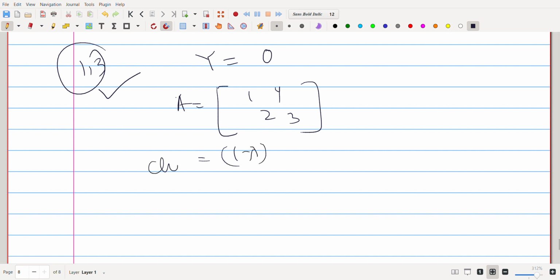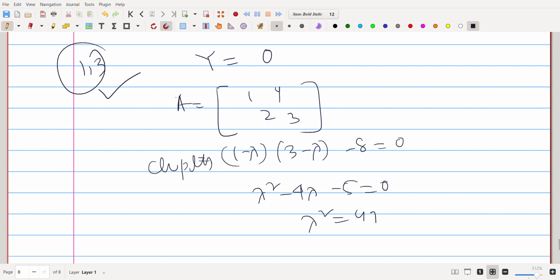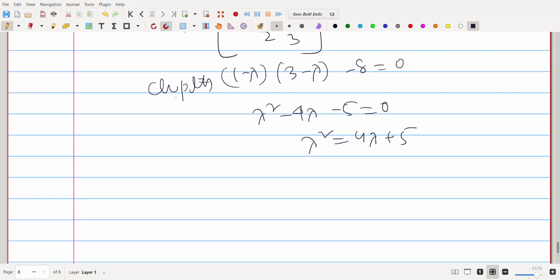It is the characteristic polynomial: (1 minus lambda) times (3 minus lambda) minus 8 is 0. So lambda square minus 4 lambda minus 5 equal to 0. So lambda square equal to 4 lambda plus 5. That means you can write lambda cube, lambda power 4 and lambda power 5 as a combination of lambda and the constant term.